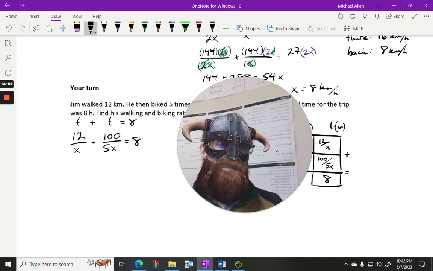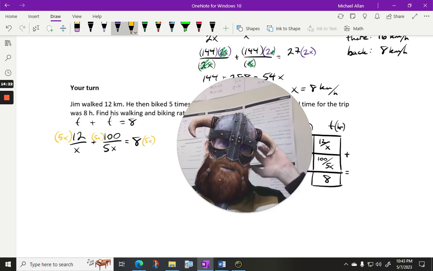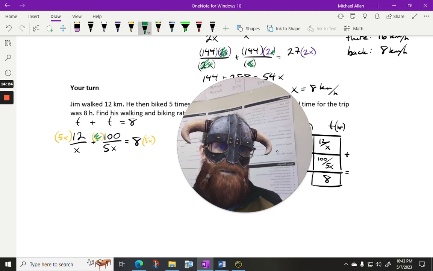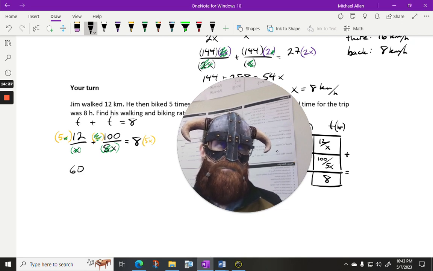All right, so that's what we have so far, and then we're just going to follow that same logic we just did last time. I'm going to times everything by 5 and x, and I'm going to see what happens. So when I times everything by 5 and x, the 5x here cancels out, and that's in brackets there. Just the x cancels out here. So I got 5 times 12, that's 60. Yeah, that's right. Plus 100 is equal to 40x.